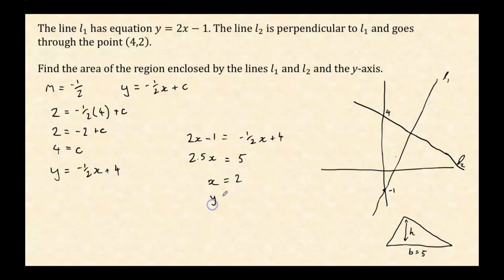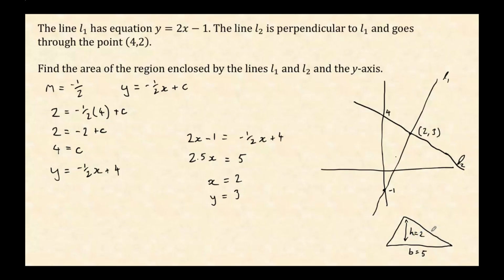So if I sub that value of x, when it's 2, into either one of the equations, but let's do this one, 2 times 2, because x is 2, 2 times 2 is 4, minus 1 is 3. So I now know that the coordinates of this point are 2, 3. And that tells me what I need to know, because x is 0 at this point, and x is 2 at this point, so this length here is 2. So my height of my triangle is 2.